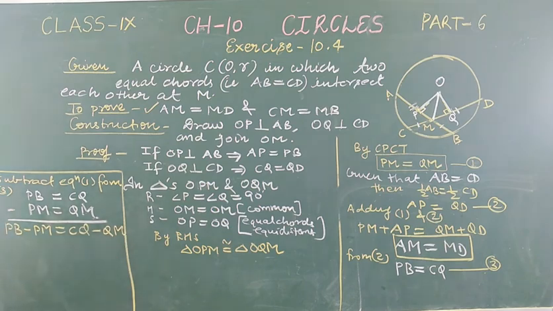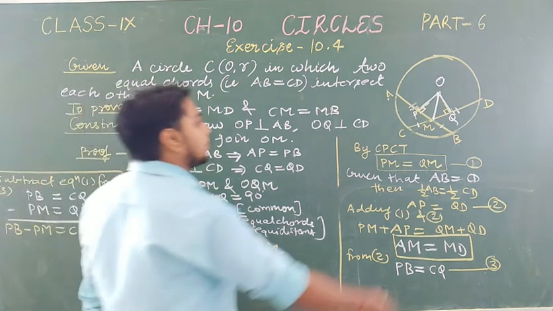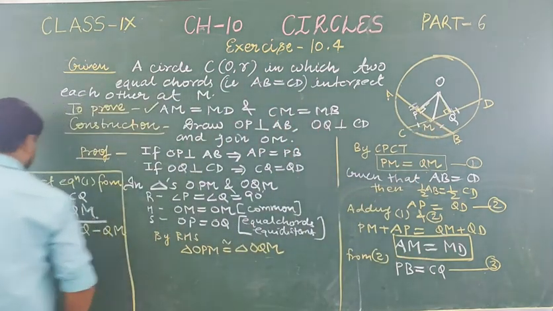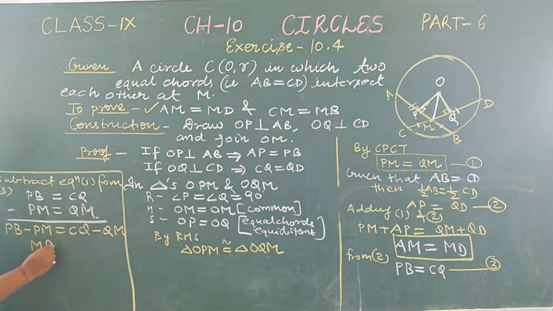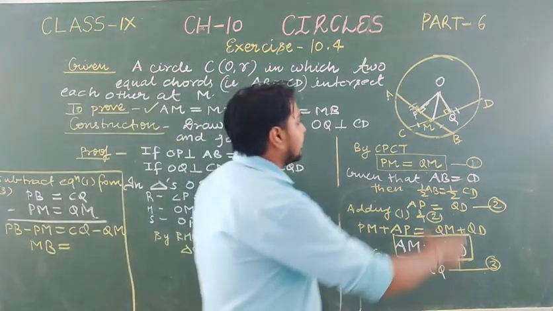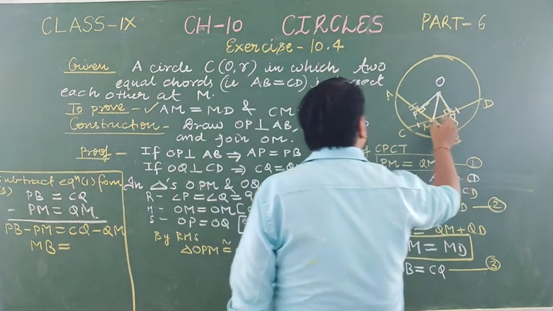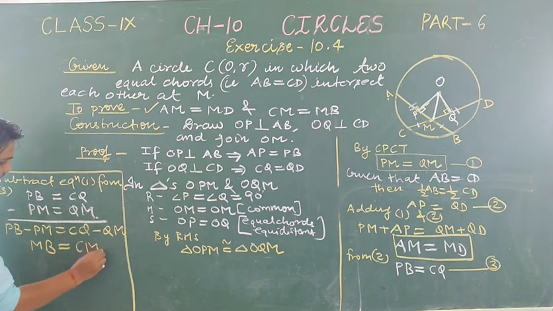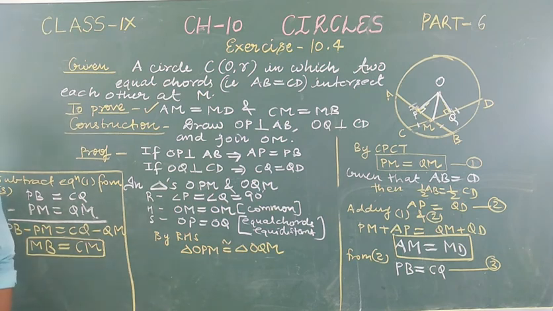So in the figure, students, you can see that if you subtract PB minus PM, then you will get MB. And CQ minus QM means from CQ, if you subtract this QM, then you will get CM. So this is the second result that we have to show. Okay, students, so this is the whole solution of question number 2.